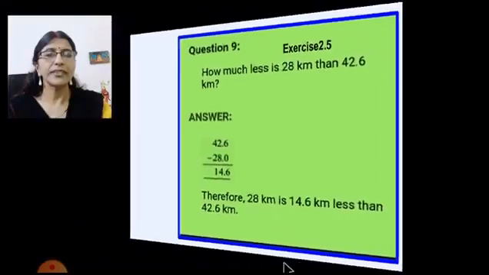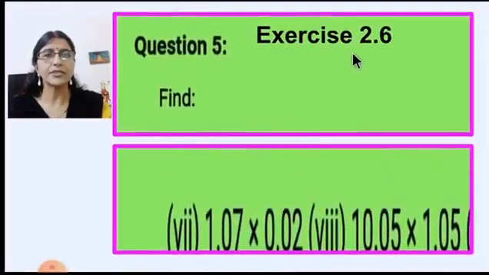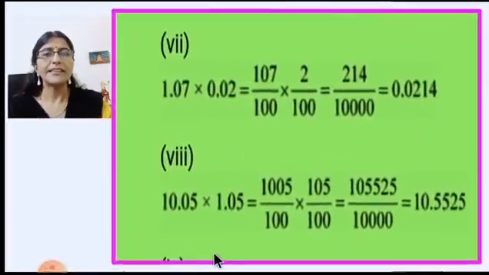Now let us go to the next question. This is of next exercise, exercise 2.6, question number 5. Now we are going to multiply these two decimal numbers, 1.07 into 0.02 and 10.05 into 1.05. You can see both are decimal numbers. So let us see how to multiply them. When these two are decimal, we'll first convert them into fractions.